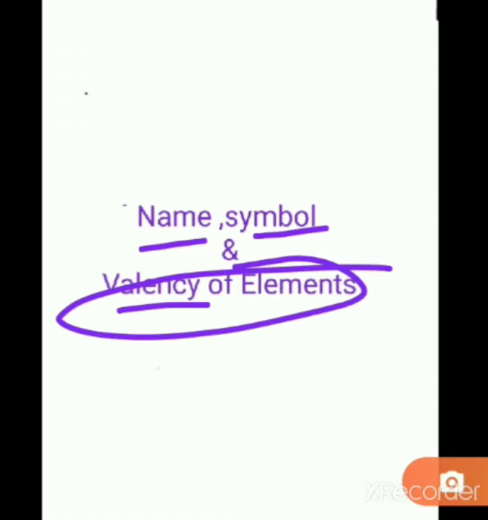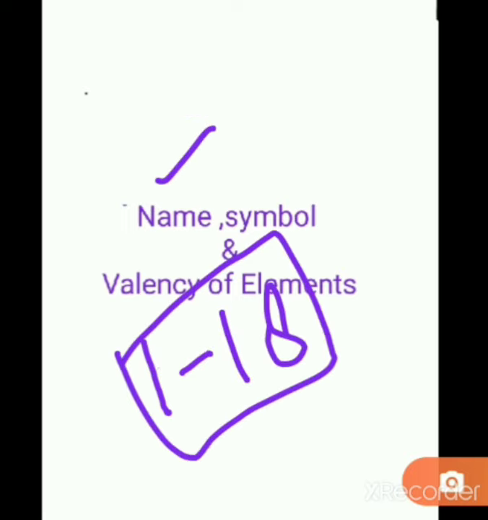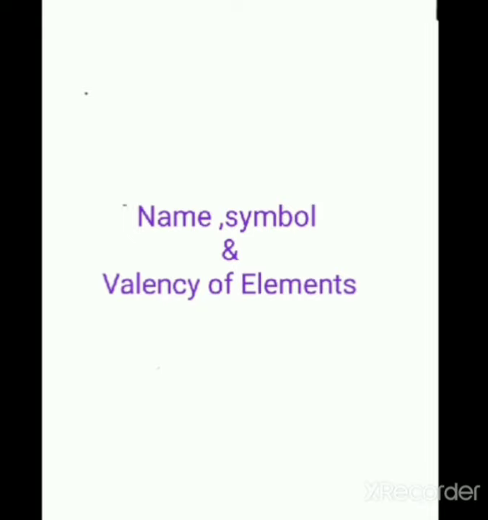Students, we will take up a few elements from the periodic table from atomic number 1 to 18 and we will talk about their name, their symbol and their valency. Students, we will also see their electronic configuration.